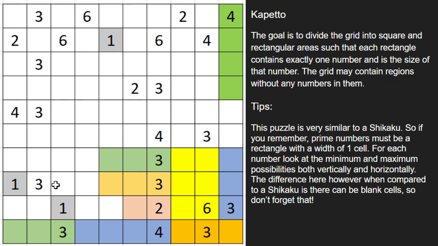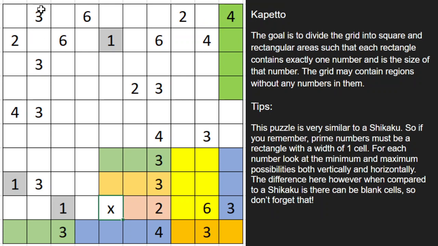Now this is an easier one, but this is, I think, the hard part of what a Kapetto puzzle has in store: if we look at this particular cell, no number can reach that cell. That cell is going to be by itself. There's no way that could be a part of any region. So I'm going to mark that as an X. If this were a Shikaku puzzle, we would know that this is not possible because every cell needs to be part of a region, but this is not going to be part of any region.